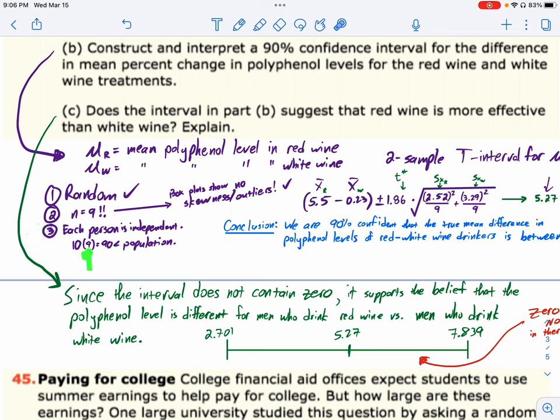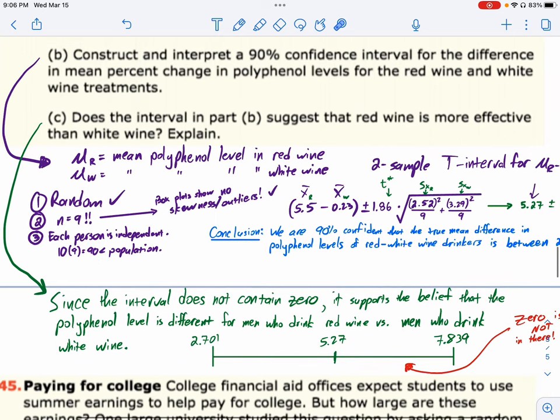There's only 9 people in each sample. 9 is far less than 10% of the population of men that drink wine, or 90 is less than the entire population. So let me show you the box and whisker plots.